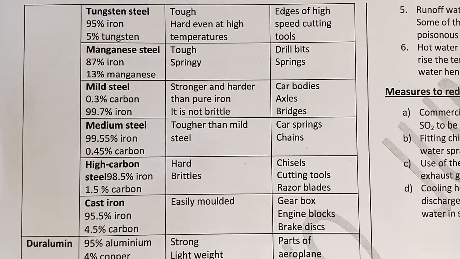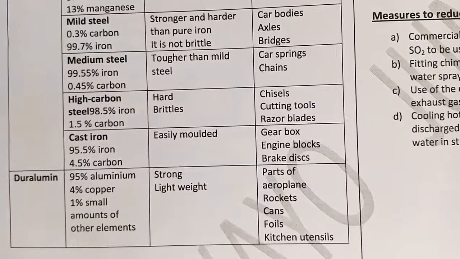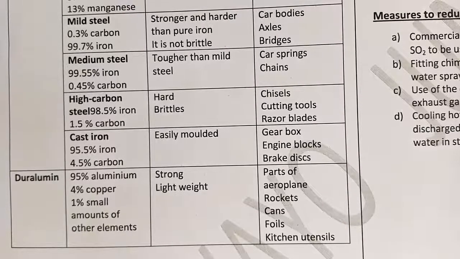So the last alloy is an alloy of aluminium called duralumin. Duralumin is 95% aluminium, then 1% copper, and 1% small amounts of other elements. Properties: it is strong but light, low density but very strong. Uses: it is used to make parts of aeroplanes, rockets, cans, foils and kitchen utensils. So those are some of the alloys and their uses.